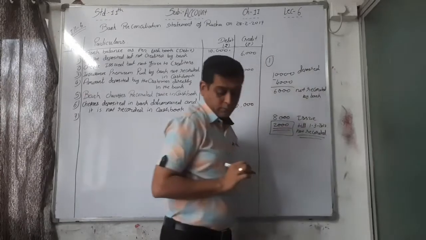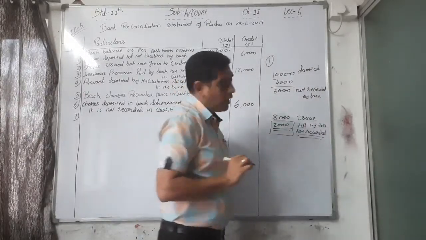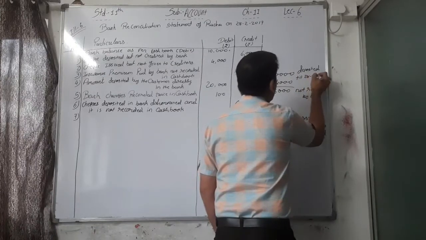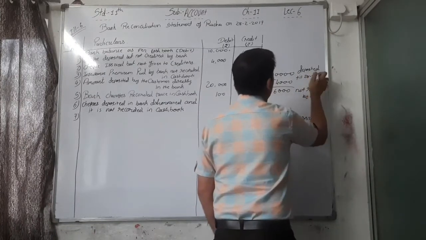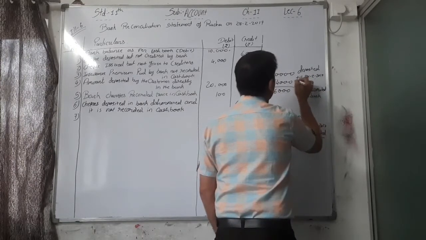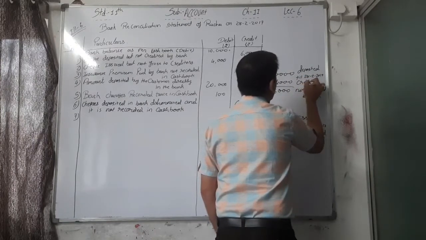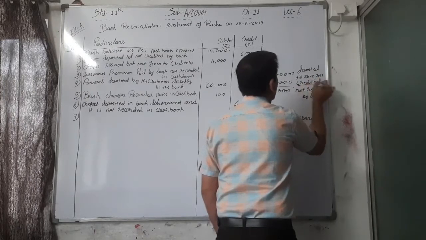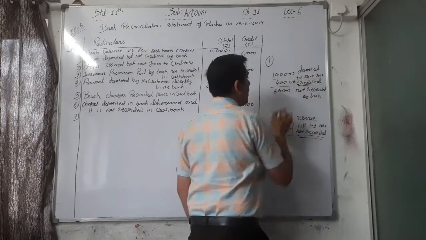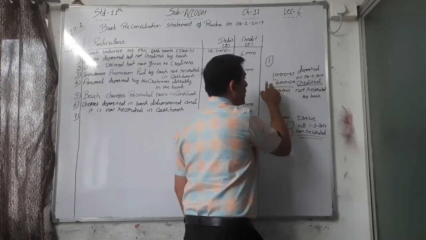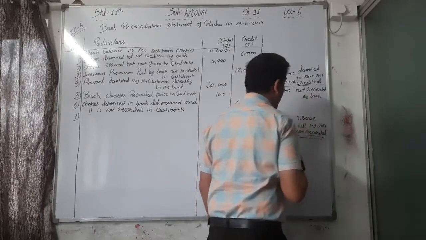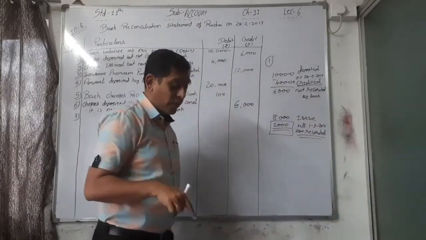But till 28th February, this is credited. Till 28th February, this amount is credited. So we are subtracting this amount, and 6,000 is not recorded or not credited by the bank. That is the first point.